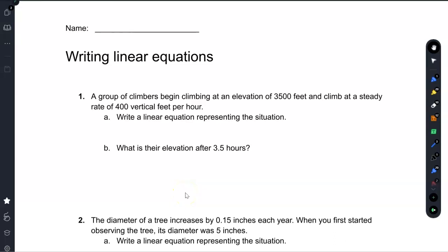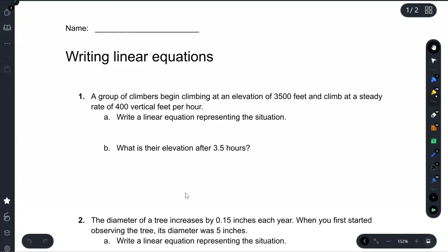Okay, so in this assignment, we're still going to write linear equations just like we have been in the past. The thing I'm going to add to this assignment is we're going to use that linear equation to predict another outcome or to come up with another outcome. So I'm going to do the first two and leave the next five for you to do.